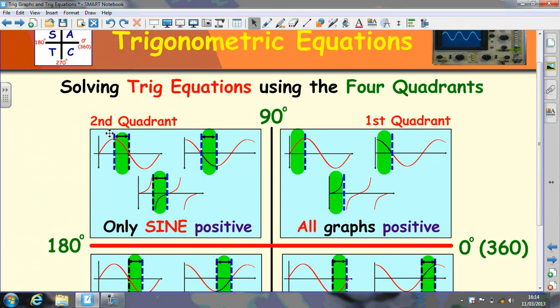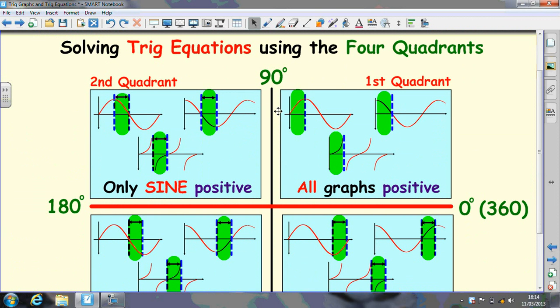So looking again at this diagram, in the first quadrant, looking at the three graphs, you've got the sine wave, the cosine wave, and the tan graph. You can see that each one is positive, i.e. the sine wave has values between 0 and 1 in the first quadrant. The cosine wave has values between 0 and 1, and the tan graph, its values are all positive, going up like this. So every graph has positive values in the first quadrant.